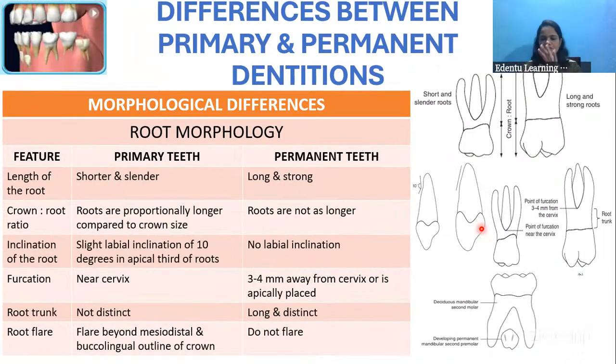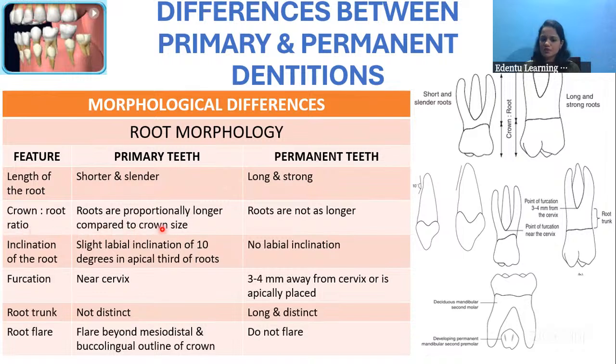In the crown morphology, we had discussed everything from the occlusal surface to the contact point to the occlusal table area and everything. Now coming to the root. What are the differences in the root morphology between the primary and the permanent teeth? If you look at the length of the root, definitely the primary will be shorter and slender, whereas the permanent teeth will be long and strong in nature.